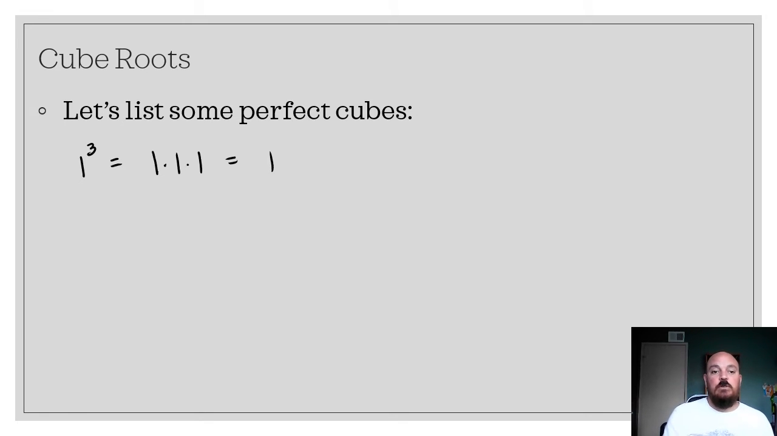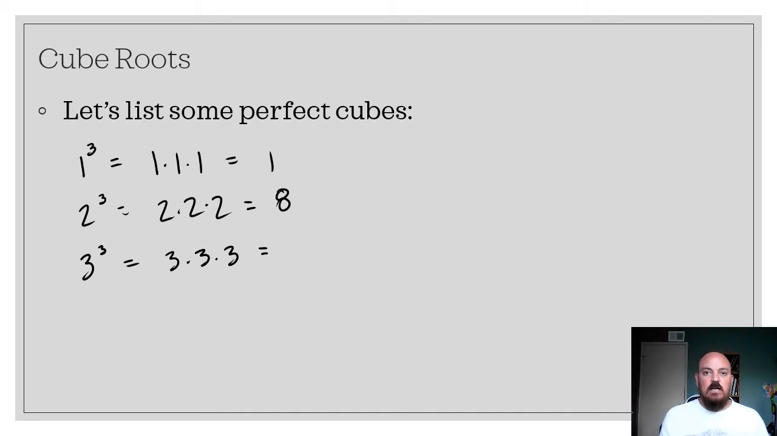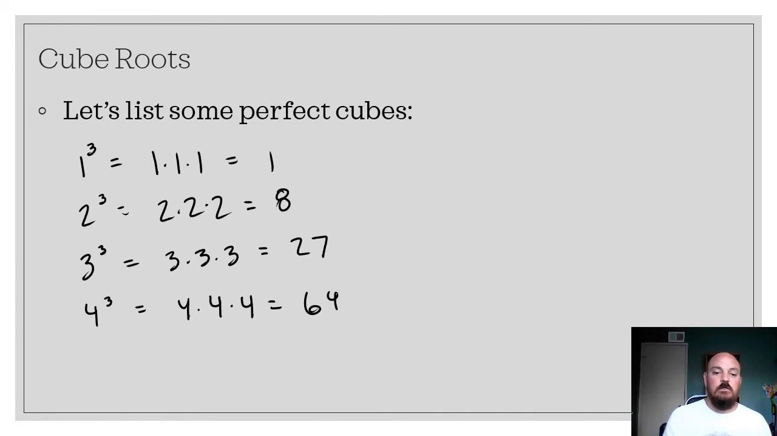So let's get to our first real one. 2 cubed, that would be 2 times 2 times 2. Well, 2 times 2 is 4, times 2 again is 8. Then you have 3 cubed, 3 times 3 times 3. 3 times 3 is 9. 9 times 3 is 27. Let's go with 4. 4 times 4 times 4. 4 times 4 is 16. 16 times 4 again is 64.